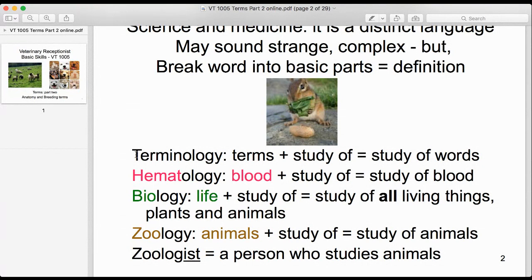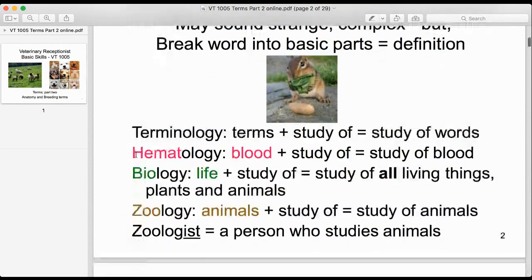Biology. So probably several of you may have taken a course in biology. Bio is meaning life. So this is the study of all living things, where if you say zoology, well, zoo refers to animals, so that's the study of animals. But if you change the end of the word, a zoologist, it is a person who studies animals. A biologist, a hematologist, a person who studies that area. So breaking those terms apart.